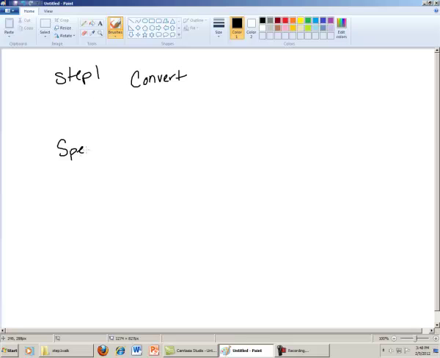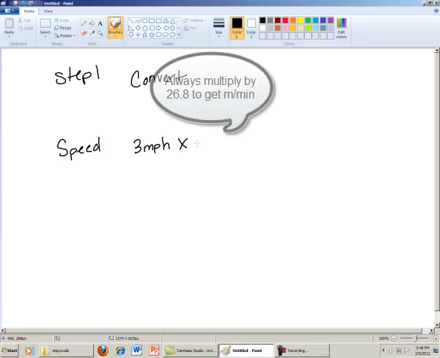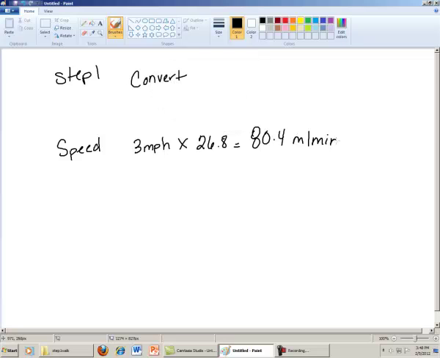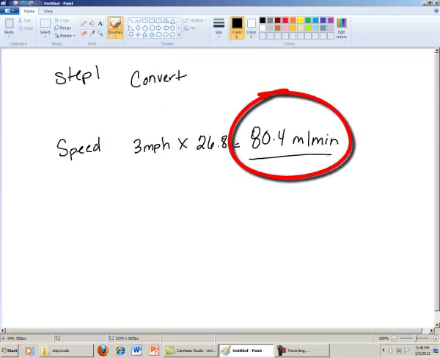So the speed conversion, we know that he wants to walk at 3 miles per hour. And in order to convert miles per hour into meters per minute, we need to multiply by 26.8. And that's going to give me 80.4 meters per minute. And again, I'm going to plug this number into the walking equation where it asks for speed.